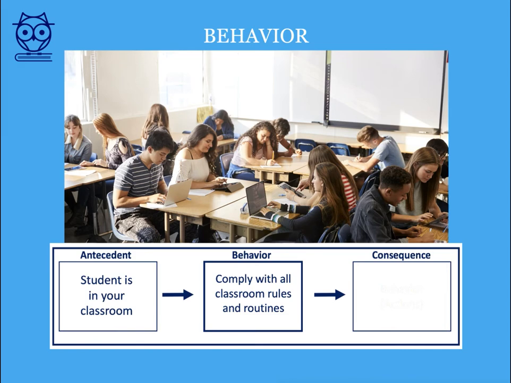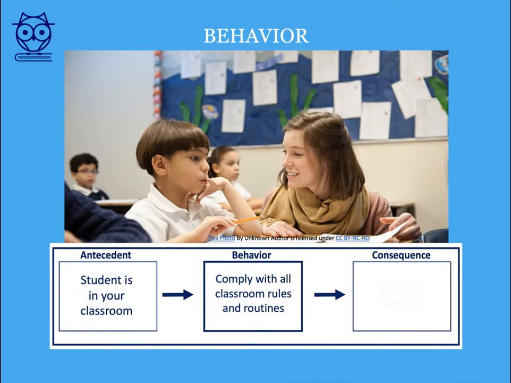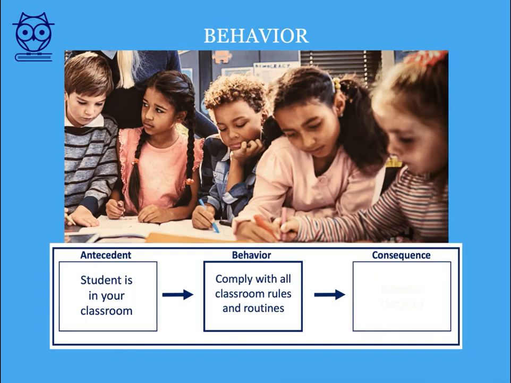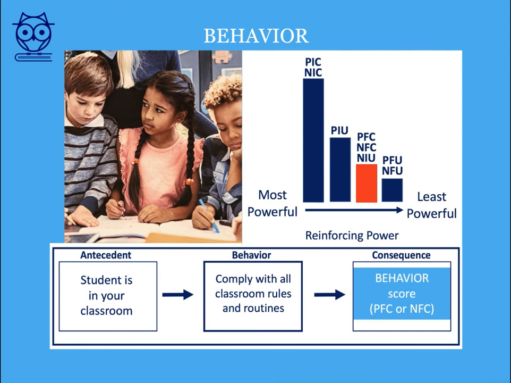Unlike the other effort categories, we do not recommend scoring behavior in the moment, because doing so often leads to students becoming stubborn or defiant. It's better for students to know that their behavior will be scored based on bigger chunks of time. Because behavior category scoring is not done at the time of each behavior incident, it will be considered either a PFC, positive future certain, equals high effort score, or NFC, negative future certain, equals low effort score.